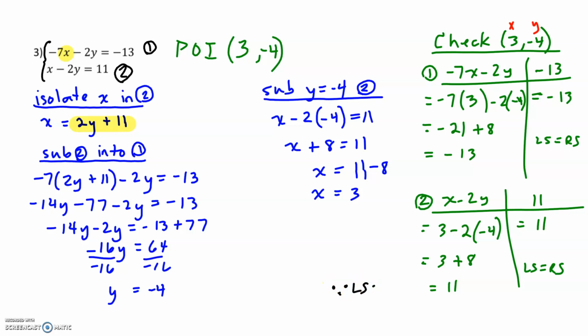Since left side equals right side, therefore, the POI is 3, negative 4. And again, we found all of that. We found the point without having to graph.